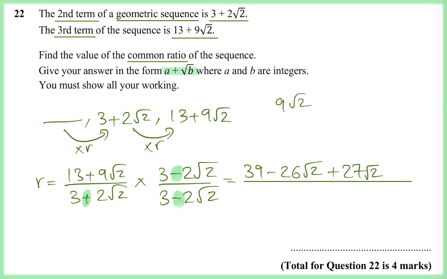Let's write that out here. So 9 root 2 times negative 2 root 2. 9 times negative 2 is negative 18. Root 2 times root 2, that's just 2. So this is negative 36.